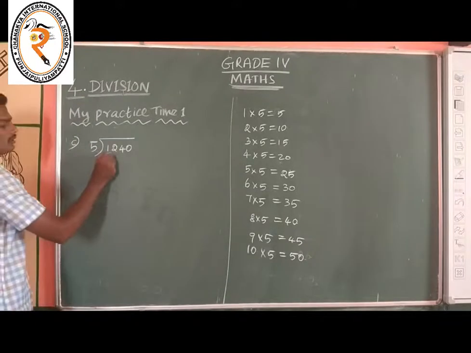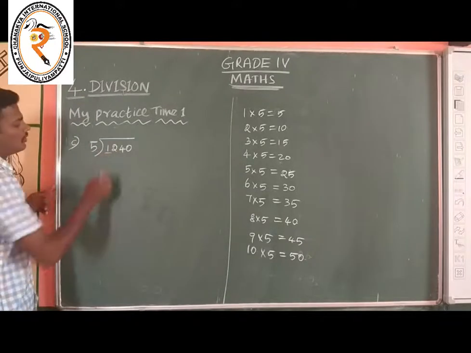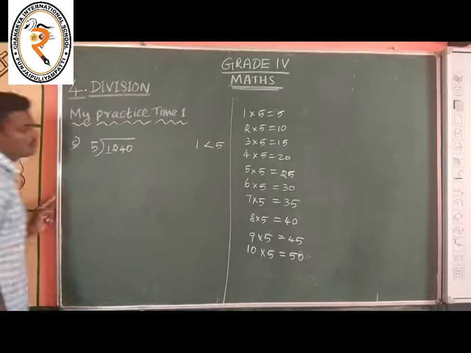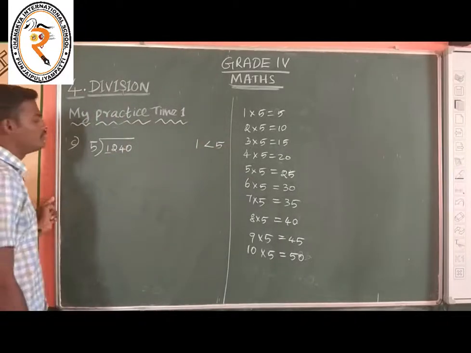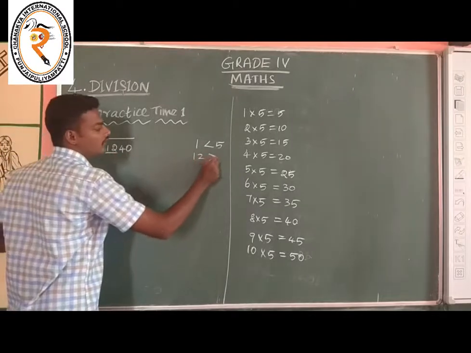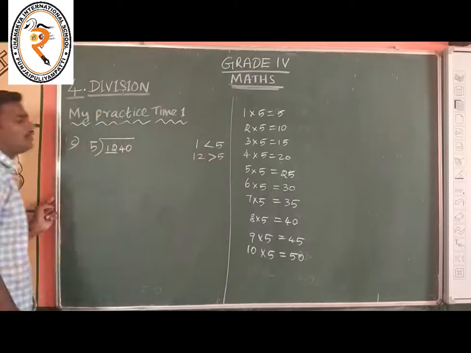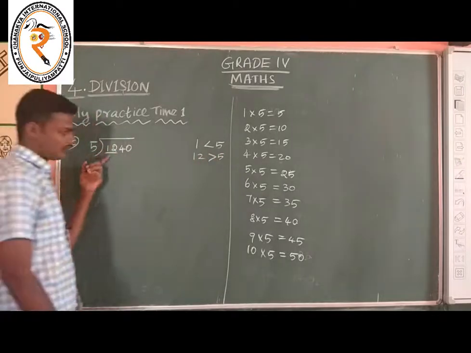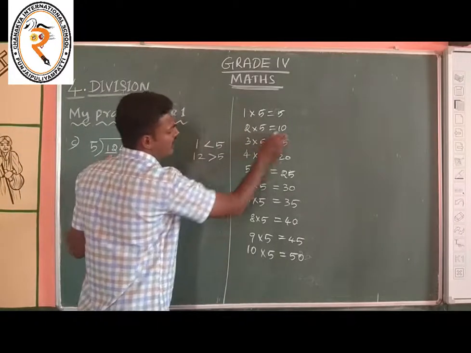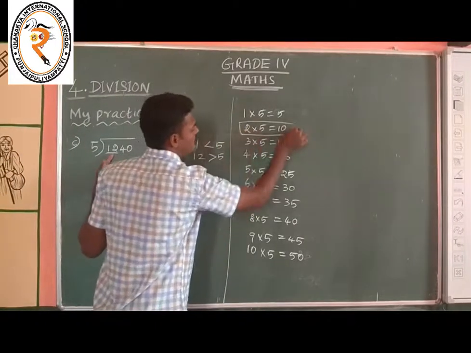First, we select 1. 1 is smaller than 5, so 1 cannot be divided by 5. So we select the 2-digit number 12. 12 is greater than 5, so 12 can be divided by 5. In the fifth table, 12 is not there, so we select the value less than it, which is 10.